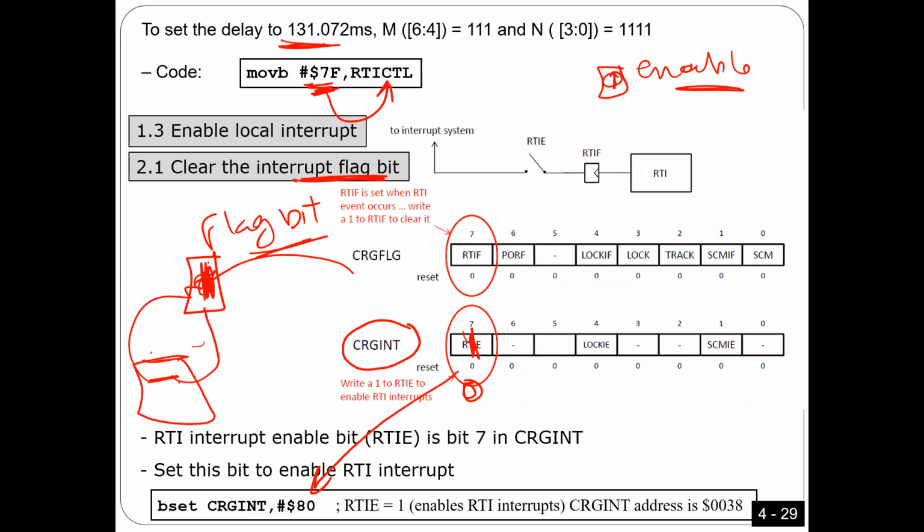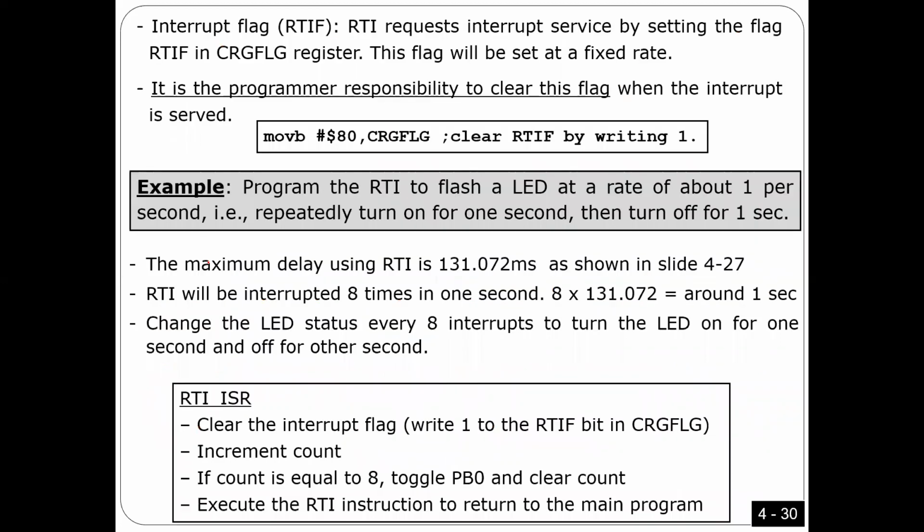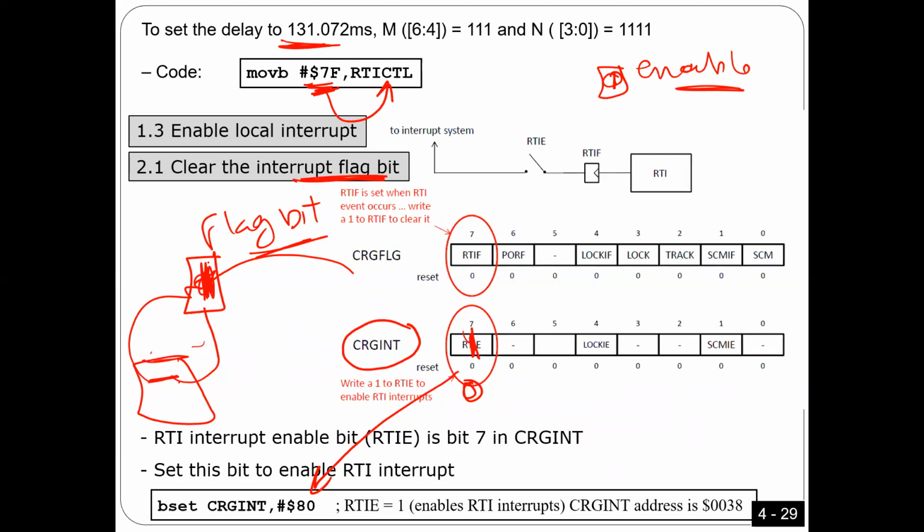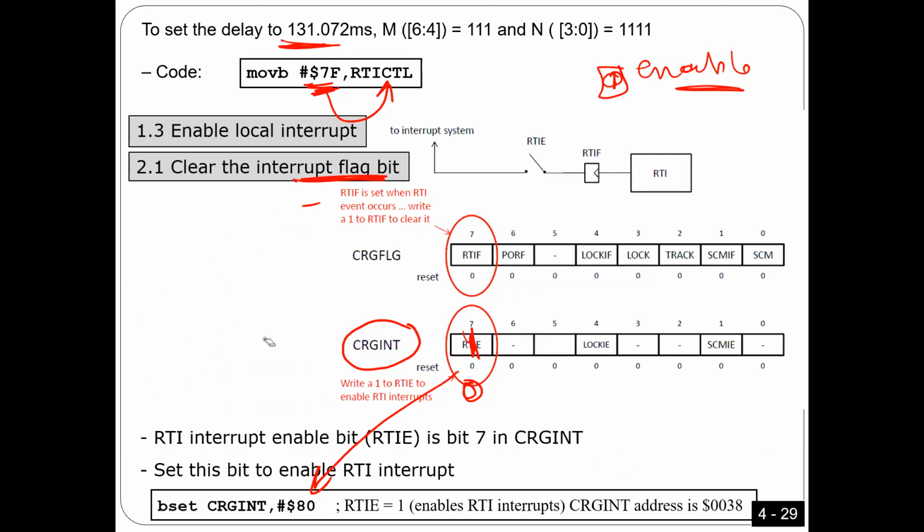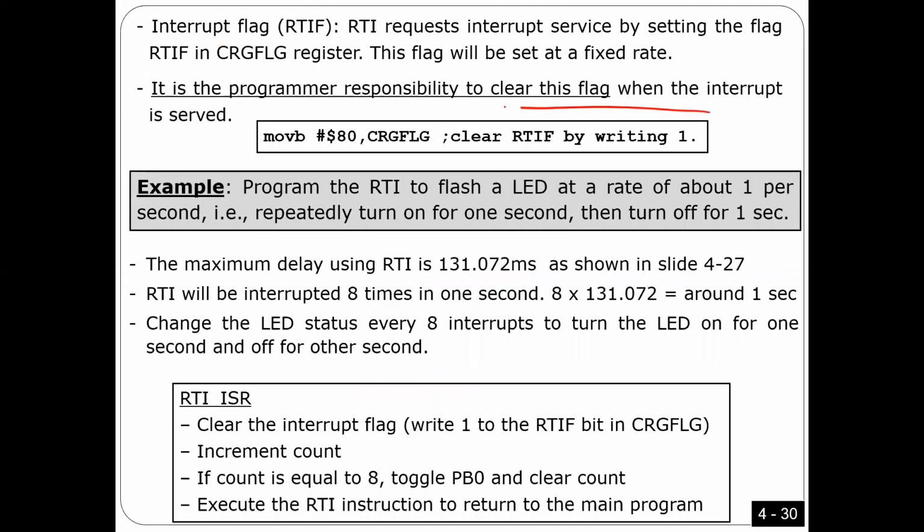So now tell me, where is this bit? This bit here is in a register in RTI called CRG flag. Very simple: when RTI wants to trigger an interrupt, it's going to put 1 here. Once you serve the interrupt in the interrupt subroutine, you have to write 0 here. How? With this instruction.